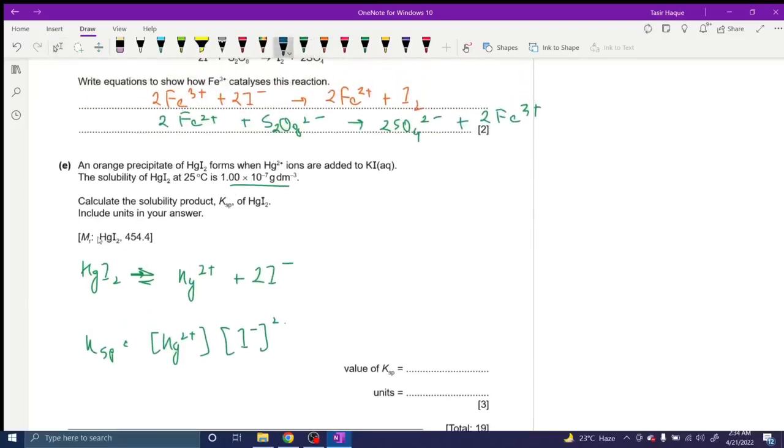So the solubility is this. What does that mean actually? The solubility is 1.00 into 10 to the power minus 7. This is also going to be 1.00 into 10 to the power minus 7. However, this is going to be 2 into 1.00 into 10 to the power minus 7. Got it?